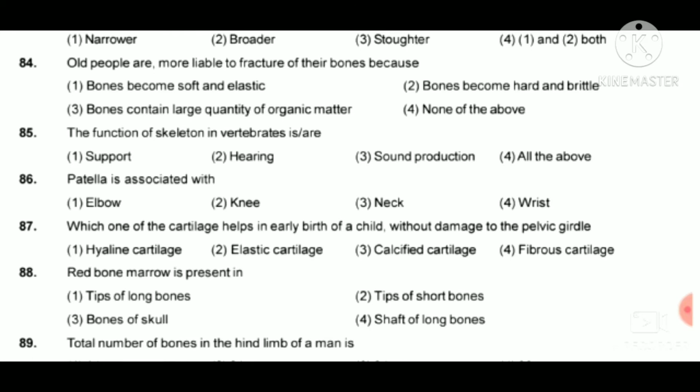It is a flat circular bone which articulates with the femur or the thigh bone. It covers and protects the interior articular surface of knee joint. So, it is associated with knee, and the answer is option number 2. Next is question number 87.